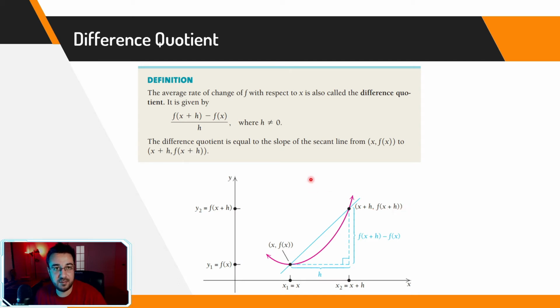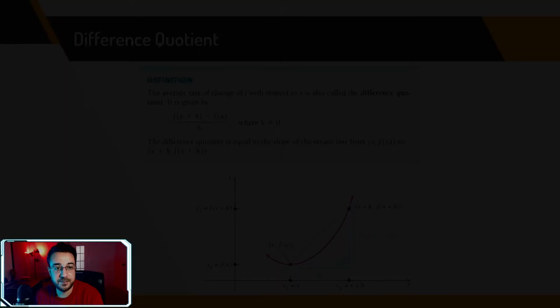If you do exactly that, y2 minus y1 over x2 minus x1, you will get f of x plus h minus f of x over h. So here we are having x1, here x2, here y1 and y2. It's just a different representation of the rate of change that can have its own specific applications and simplification for some special cases, solutions for the average rate of change.